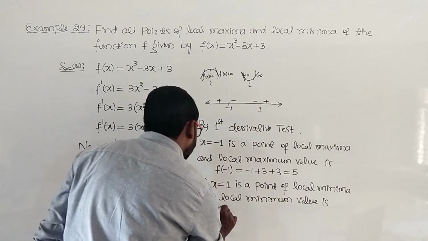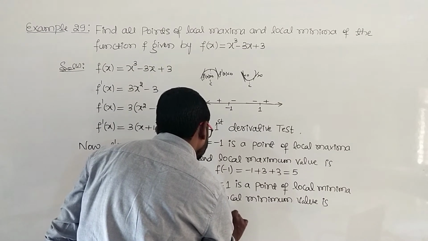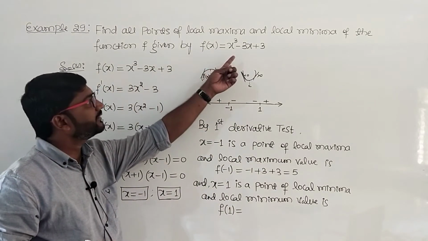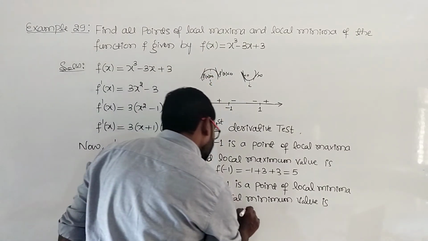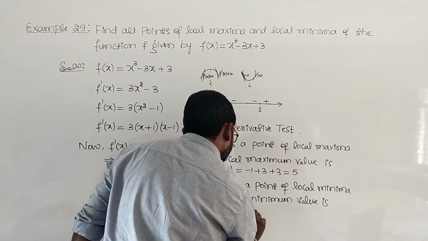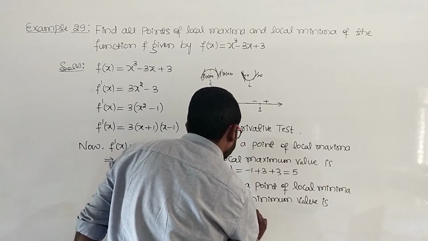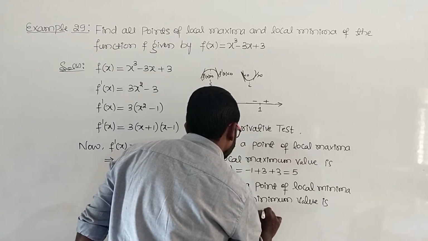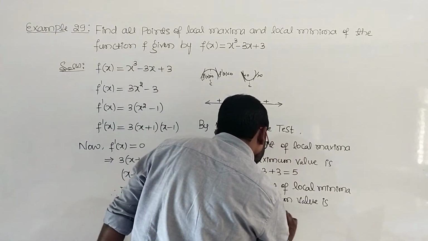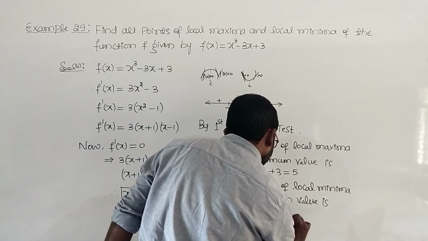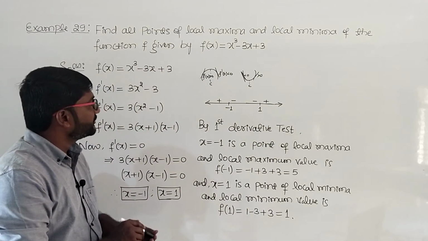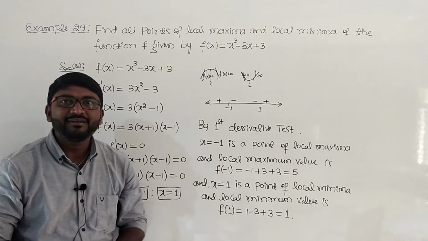f of 1 is equal to, substitute 1 here, we get 1 cube, that is 1. So 1 minus 3 times 1, then plus 3. So 3 minus 3 will be 0, and you get 1. So we have got the local minimum value. So this is all about example 29.